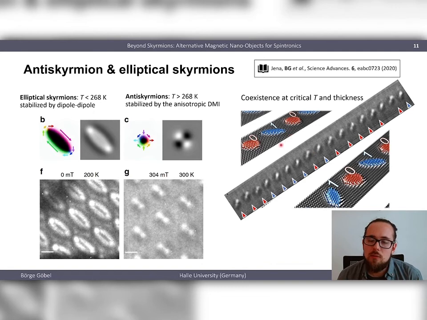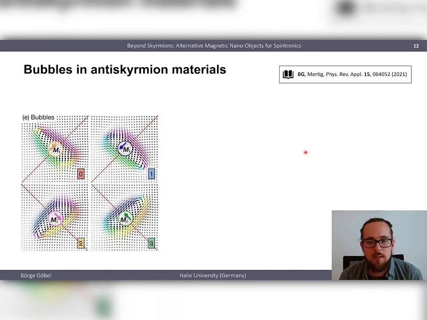So this means we can propose a racetrack storage device that is based on two distinct carriers of information. So we have 0 bits that correspond to antiskyrmions and 1 bits that correspond to skyrmions. And in this case, the distance between the bits does not matter. It can change over time and the information will remain invariant. So this makes our device much less susceptible.